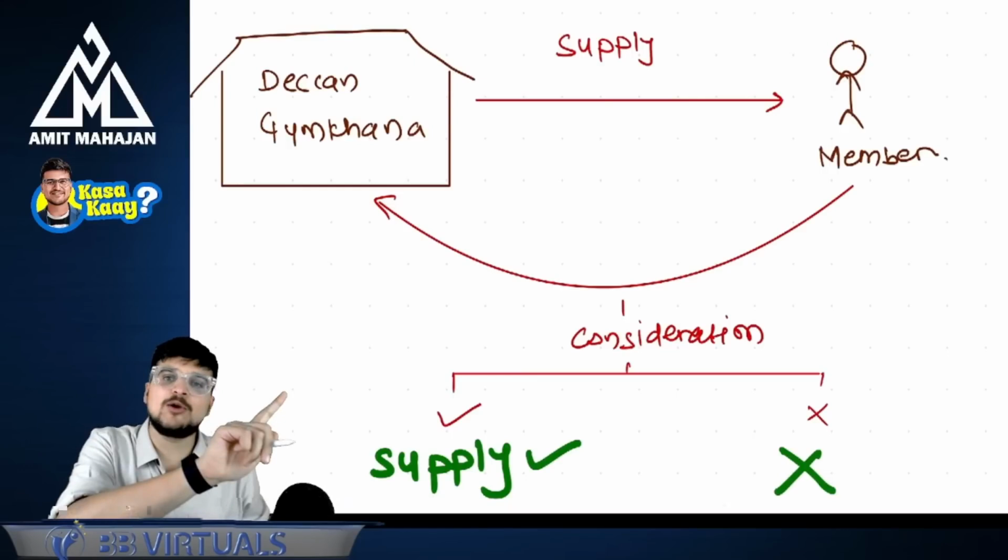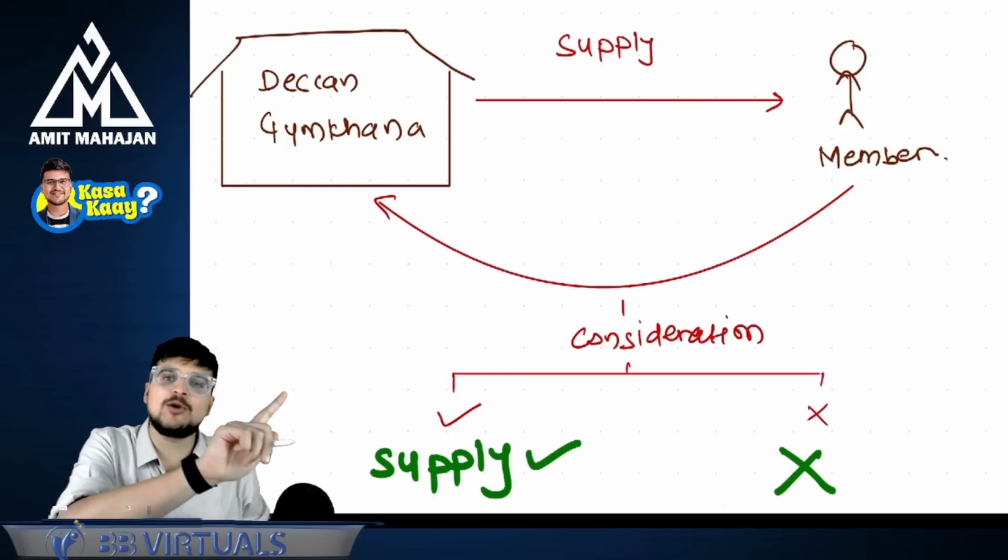Because why will an unrelated party not charge any consideration from me? He should charge consideration. And if he is not charging any consideration, it means this is a genuine transaction where he does not want to charge any consideration. I hope you are clear with this.